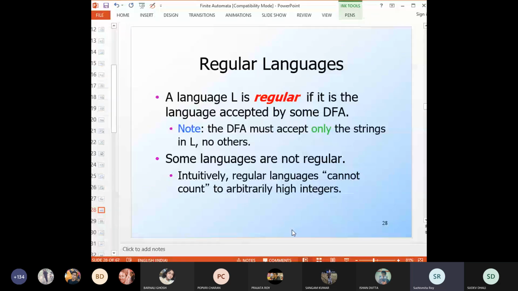Sometimes you might also encounter languages which are not regular. Regular languages are actually a very restricted class of languages. Typically you cannot define a regular language by some counting measure like using n. Regular languages cannot count to arbitrarily high integers, that is, any arbitrary integer we do not know. Suppose you say a string of 7 consecutive A's. Is it regular or non-regular?